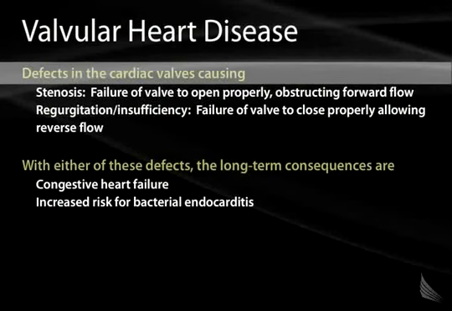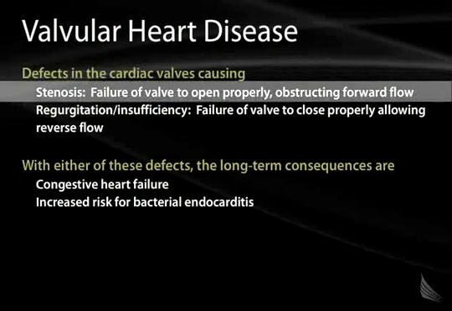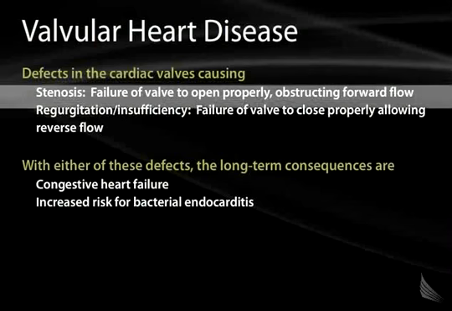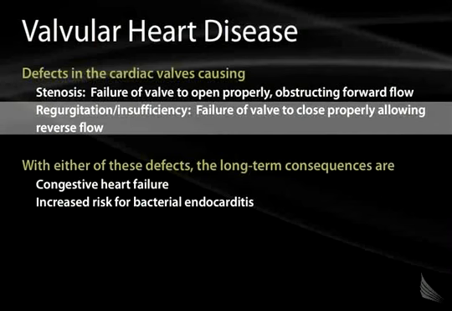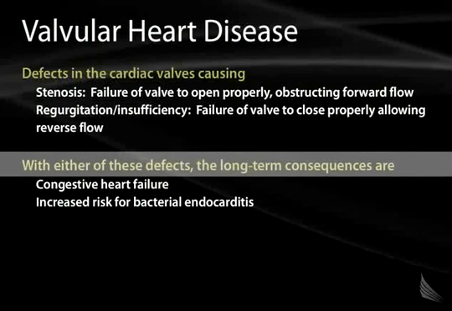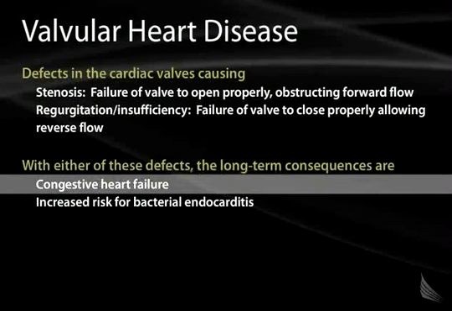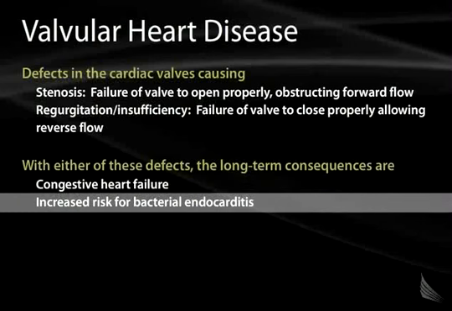Defects in the cardiac valves can either be of the stenotic type or the regurgitant type. Stenosis is when the failure of the valve to open properly occurs, obstructing forward flow, whereas regurgitation or insufficiency is failure of the valve to close properly, allowing reverse flow or backwards flow. With either of these defects, the long-term consequences are potentially the same: congestive heart failure and increased risk for bacterial endocarditis.